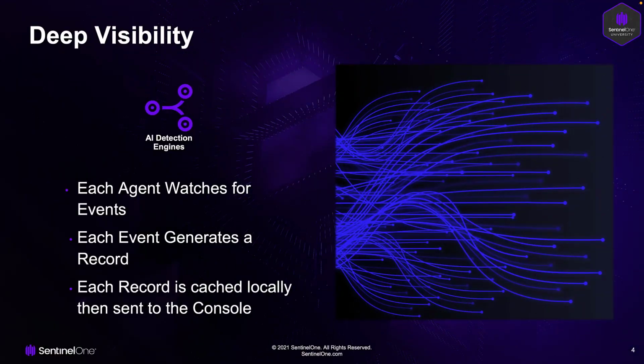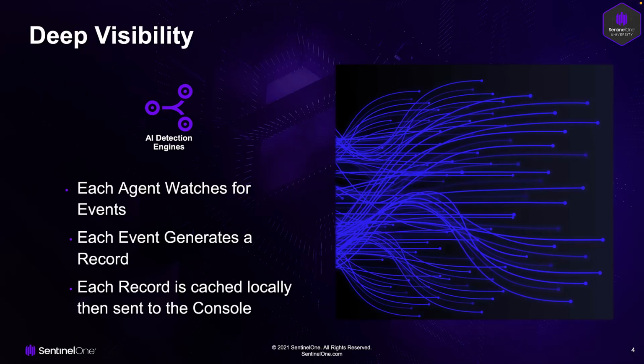The process is actually not too complex, but the ramifications are deep. Each agent watches for events on the system that it's installed on. Each event generates a record, and each record is first cached locally on the machine and eventually sent up to the console, where it is stored in a data lake with all the other events from all the other machines.